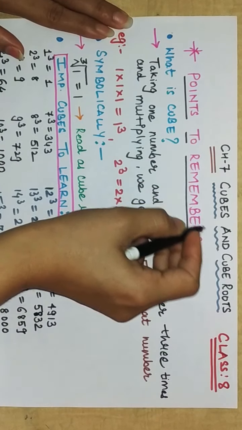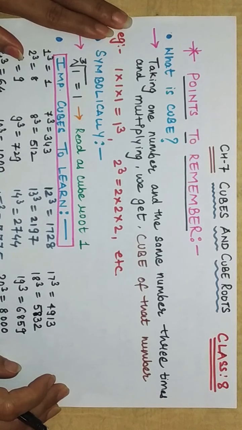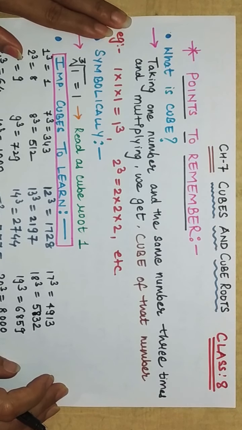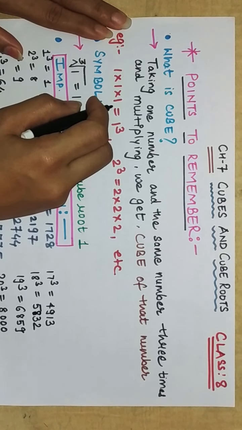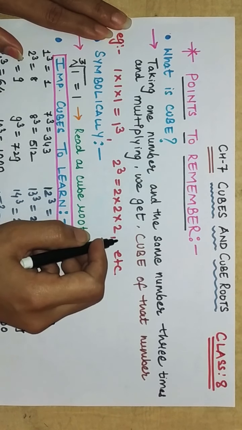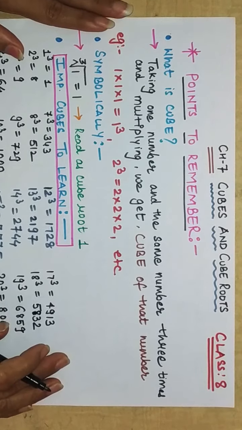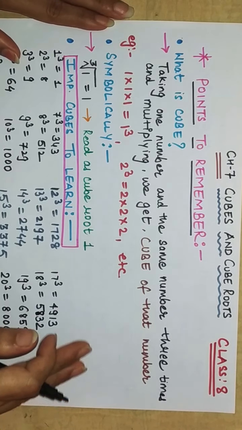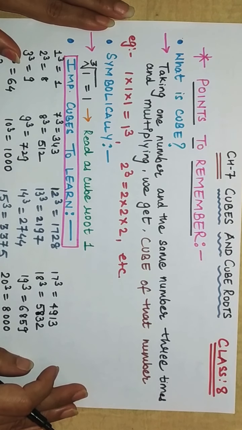First of all, you should know what is a cube. Taking one number and the same number 3 times and multiplying, we get the cube of that number. For example, 1 multiply 1 multiply 1 is 1 cube. 2 multiply 2 multiply 2 is 2 cube, and so on. So, what is the general meaning of cube? Any number which is multiplied 3 times will give you the cube of that number.